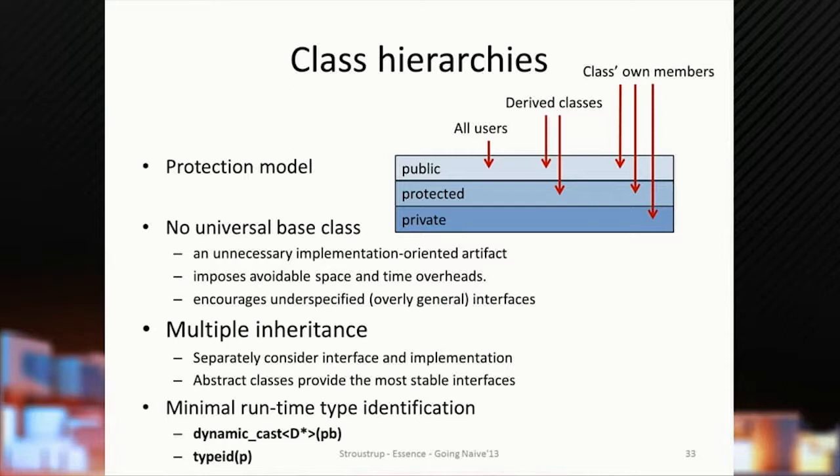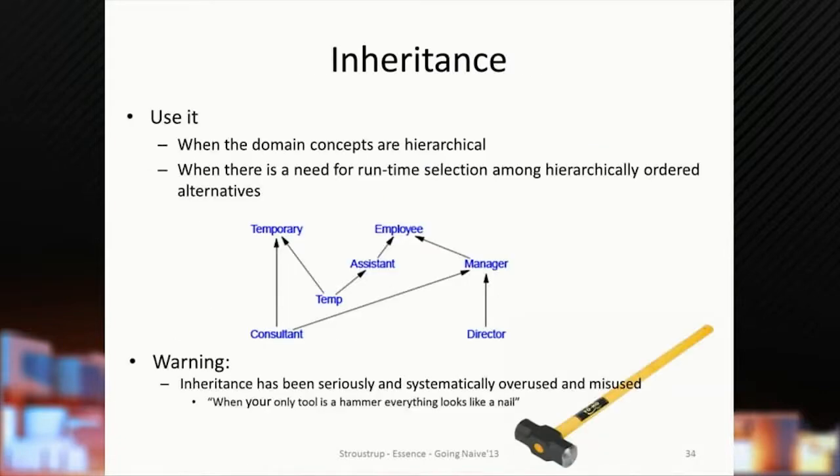There's multiple inheritance. This is considered controversial in places, but everybody who has static typing in any form has multiple inheritance of interfaces. And so I consider that non-controversial. And so abstract classes provide the most stable interfaces and the best separation between interface users and implementers. So we need multiple inheritance for that. Sometimes it's also useful for data. There's some minimal runtime type identification.